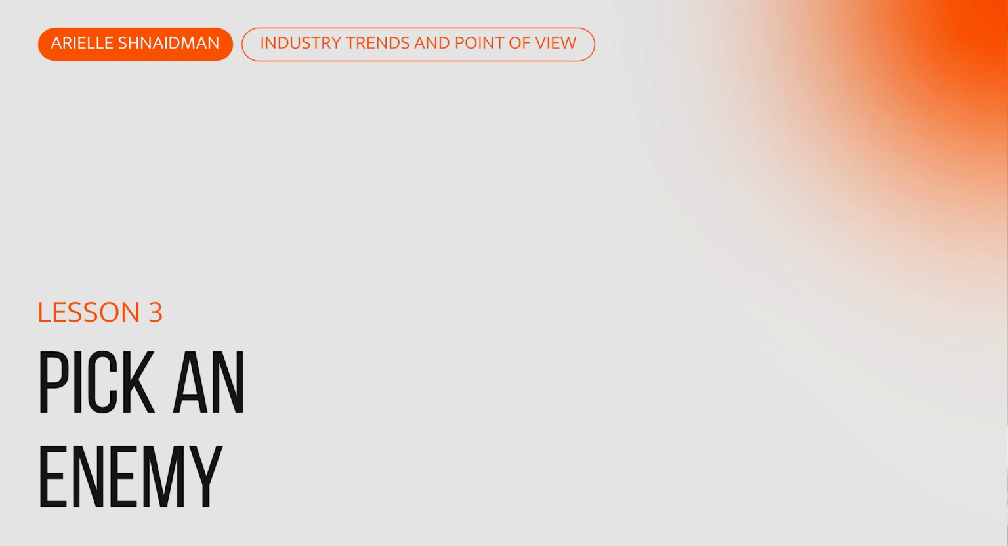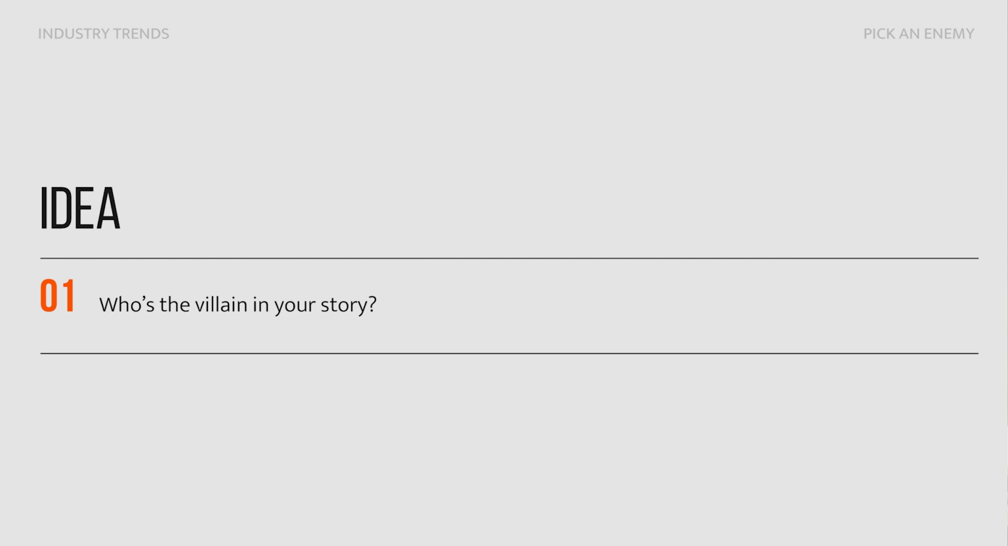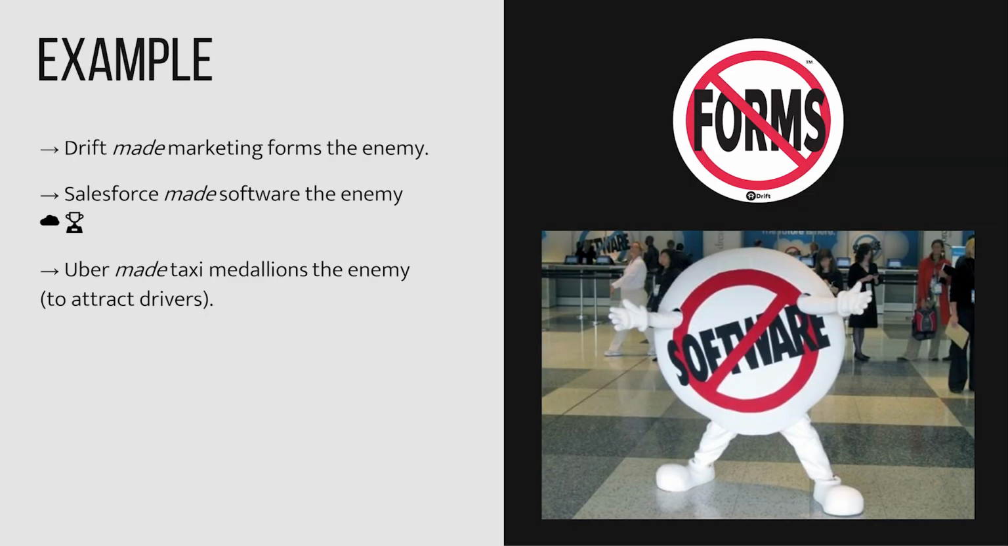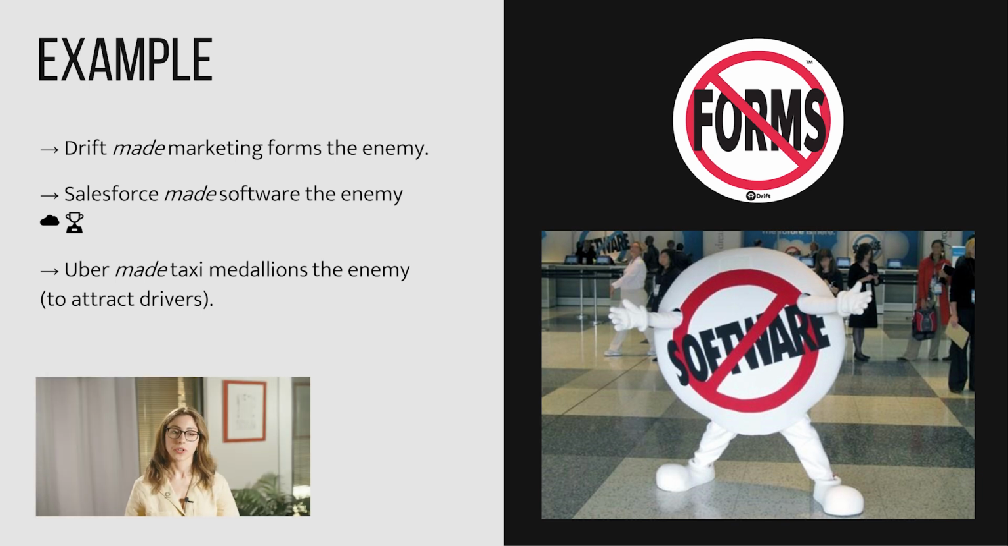Now we'll talk about picking an enemy, and this is, I think, my favorite lesson in the whole thing. So who's the villain in your story? As an example, these are some pretty famous examples, but I'm sure you know about Drift, and they made marketing forms the enemy. So pretty much until Drift came out with this campaign, most people were filling out lead gen forms of some kind, and it kind of sucks.